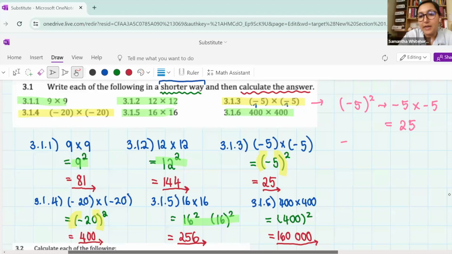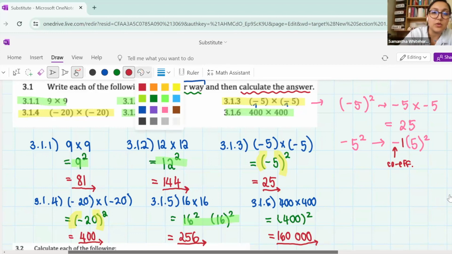If, however, we had -5 squared, so we didn't have any brackets, what this is actually saying to us is we've got minus and then we've got 5 squared. So this negative is actually acting as a coefficient. You can think of it as that imaginary -1 that we have in front of the bracket.